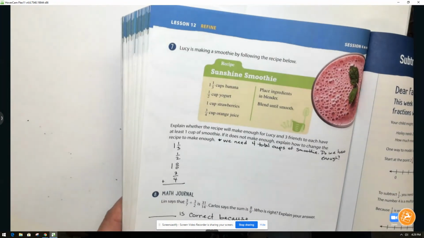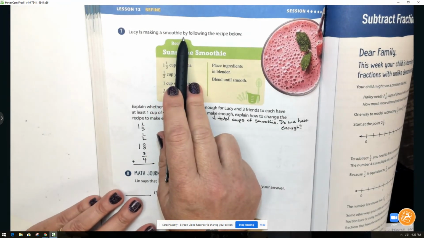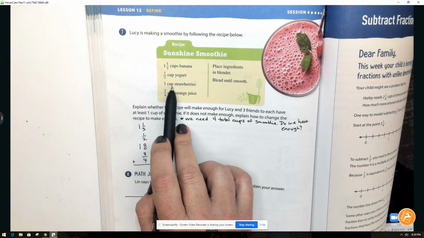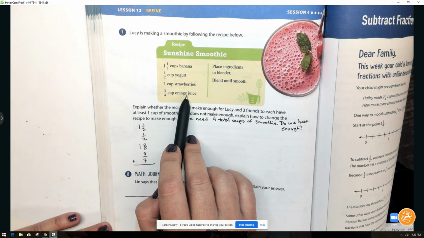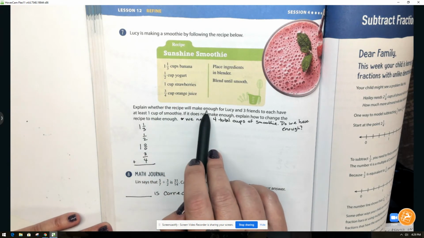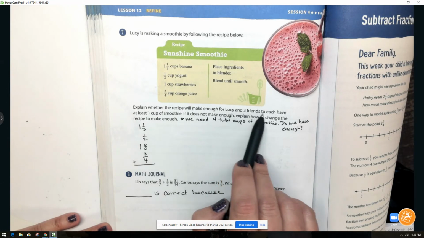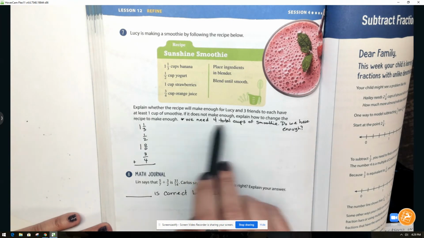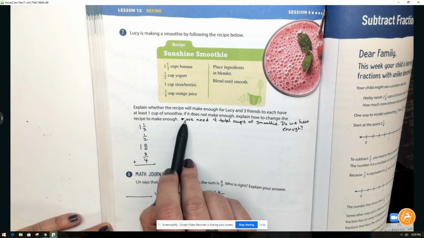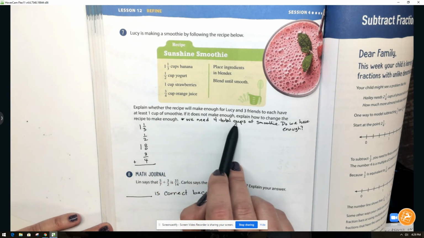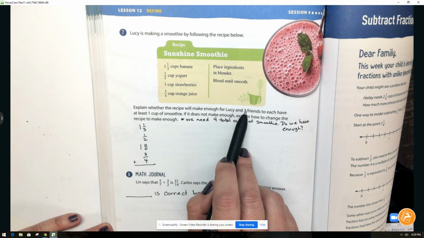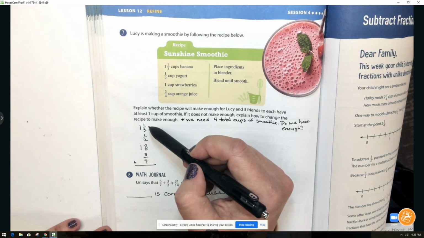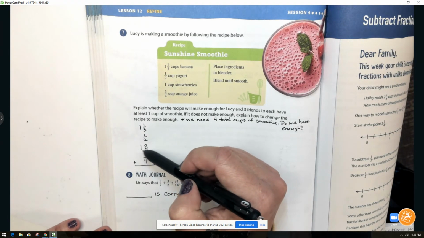On number 7, it says Lucy is making a smoothie by the following recipe below: 1 1/3 cup of banana, a half a cup of yogurt, 1 cup of strawberries, and 3/4 cup of orange juice. Explain whether the recipe will be enough for Lucy and 3 friends to each have at least 1 cup of smoothie. If it does not make enough, explain how to change the recipe to make enough. So, hint, we need 4 total cups of smoothie because we have Lucy plus her 3 friends, so 4 people all together. Do we have enough? So you're going to add 1 1/3 plus 1/2 plus 1 whole.